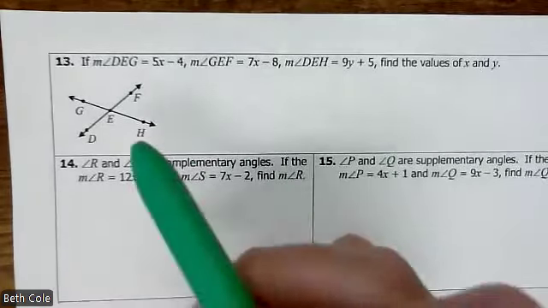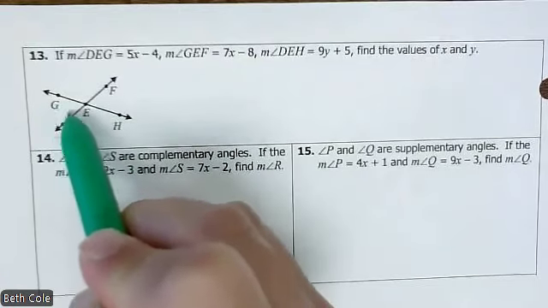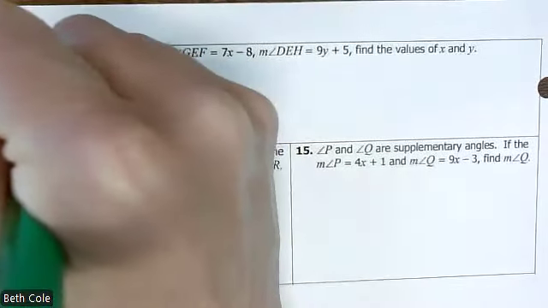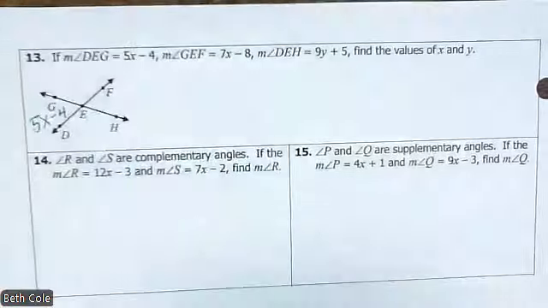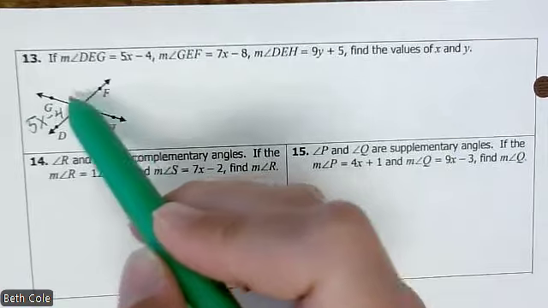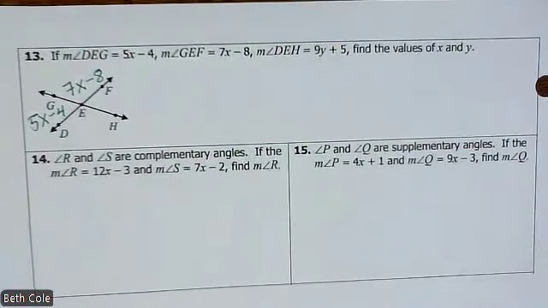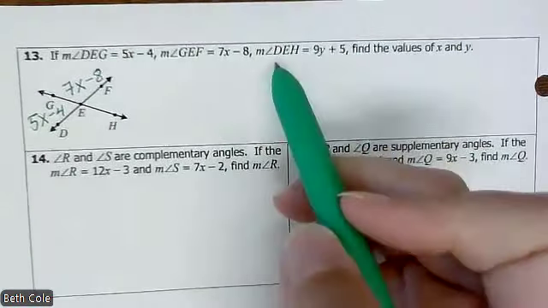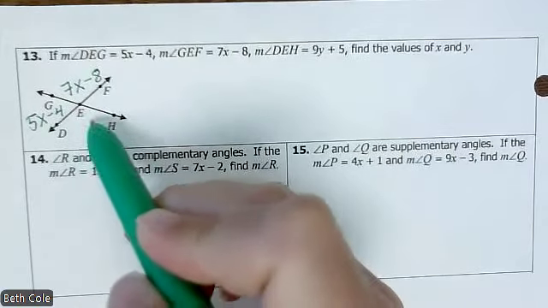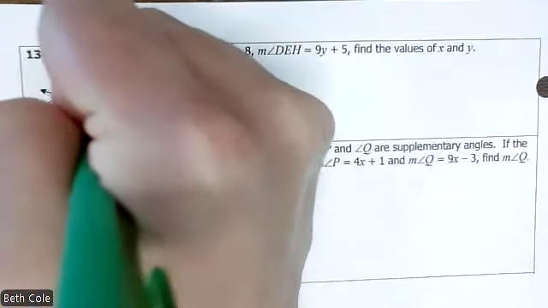So looking at this one, you have to be careful with the letters it gives you. DEG is this one, that's our 5x minus 4. And then GEF, so that's this one, is 7x minus 8. But wait, there's more. It says DEH, so that's this one on the bottom here, is 9y plus 5.